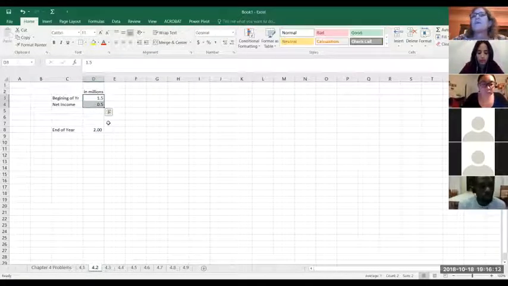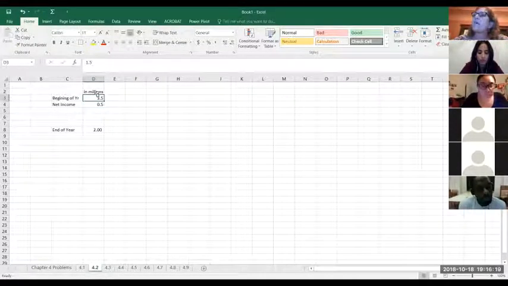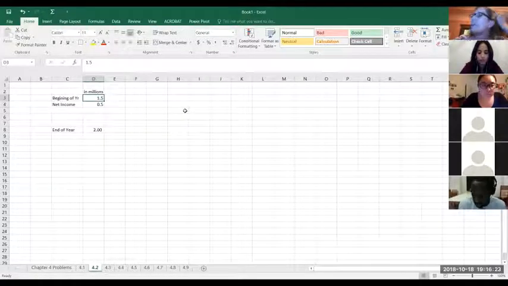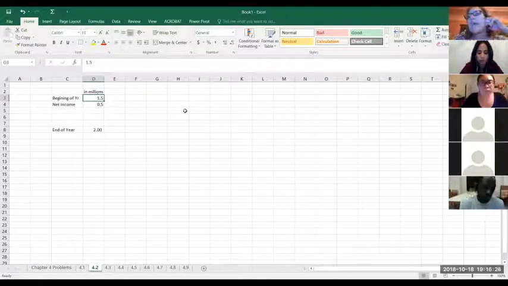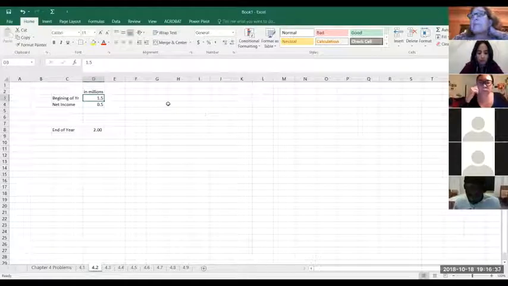So the question is, what kinds of things can make equity change? Do people have a sense for what types of transactions can make your equity increase or decrease, for that matter? Anybody have an idea on that? When you have a new owner. Yep, that's absolutely one way.